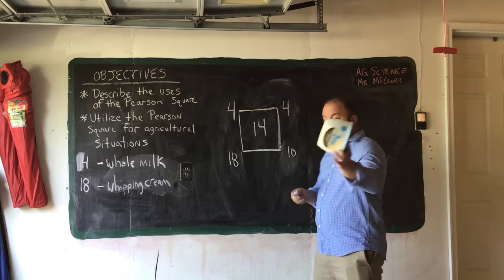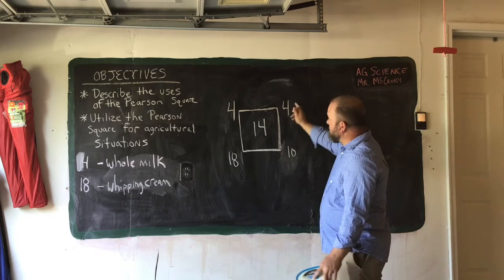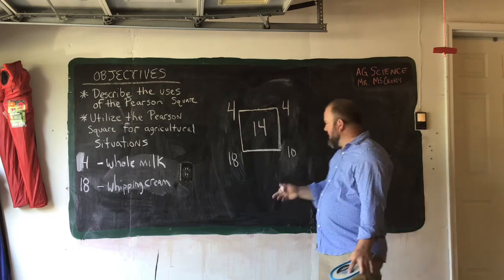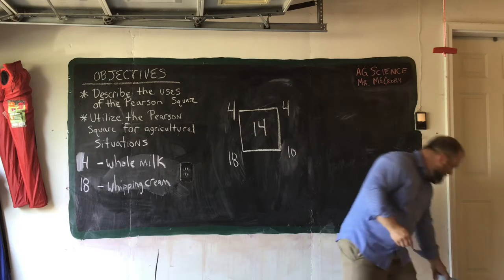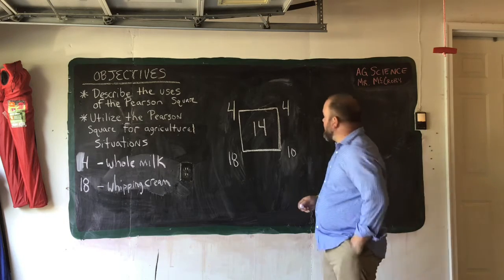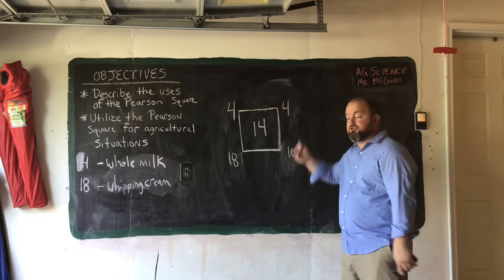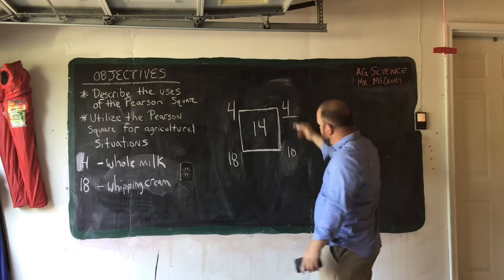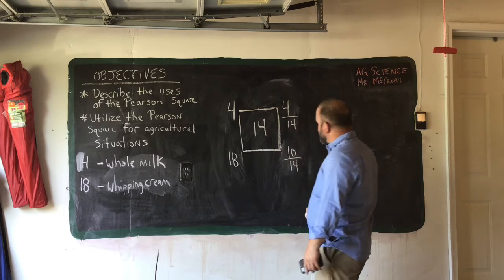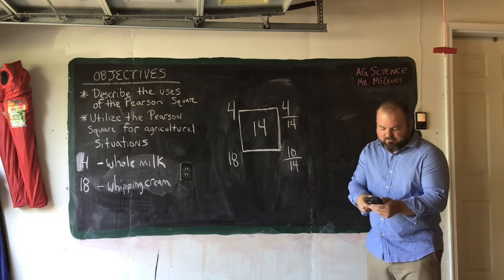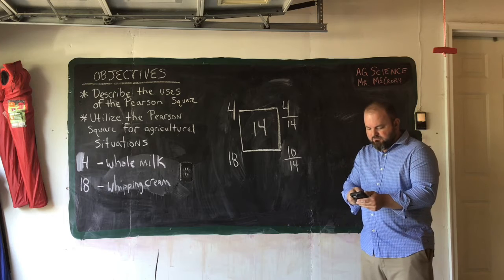So then we know that we're going to use 4 parts whole milk, and we're going to use 10 parts heavy whipping cream. So in this scenario, we're going to add up the total parts. So 4 plus 10 is 14. So now what we do is we take 4 divided by 14.